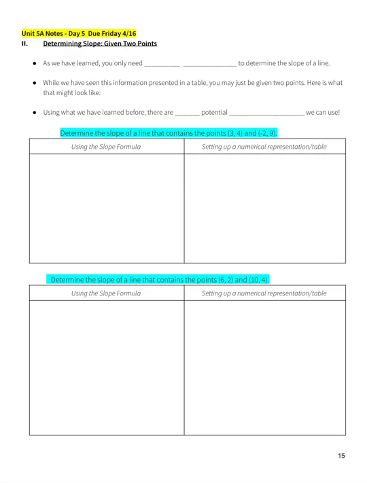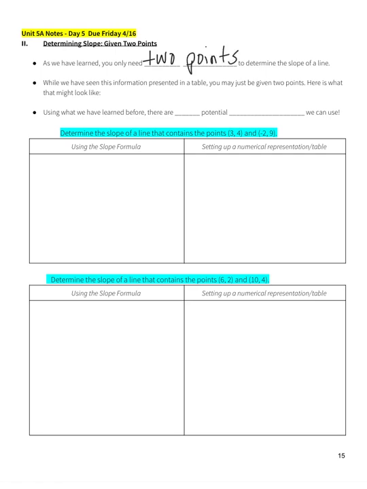These are your Unit 5A Day 5 notes. We are continuing to work on finding the slope. As you've learned, you only need 2 points to determine the slope of a line. That's 2 sets of ordered pairs, so you only need 2 points.